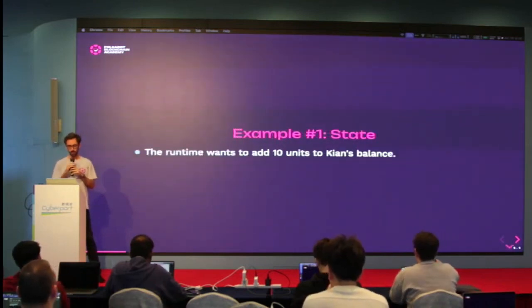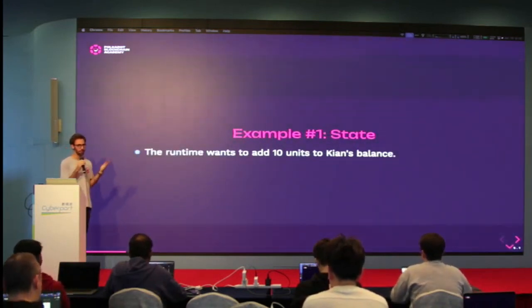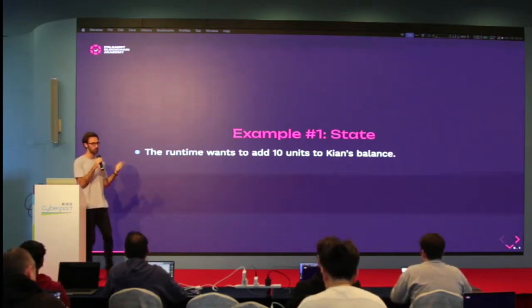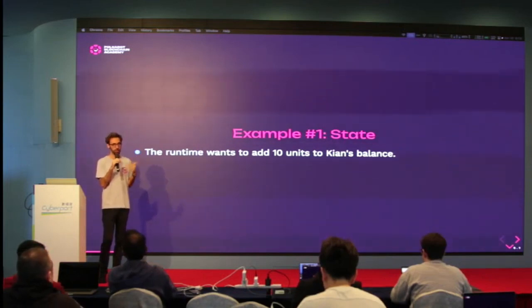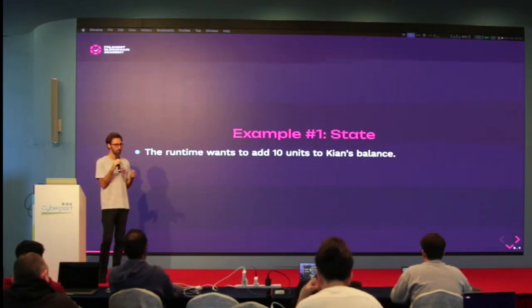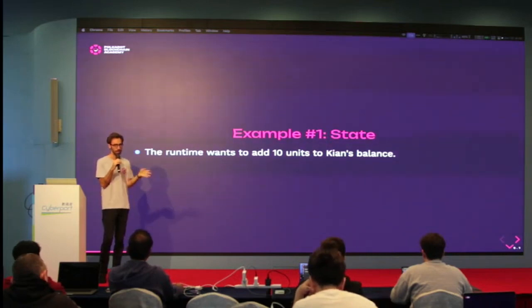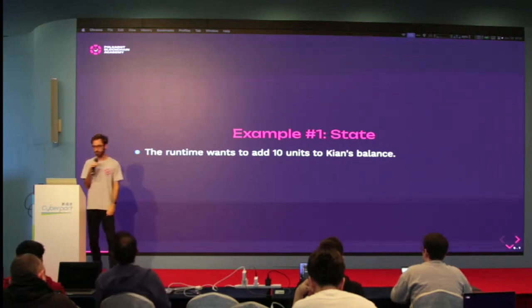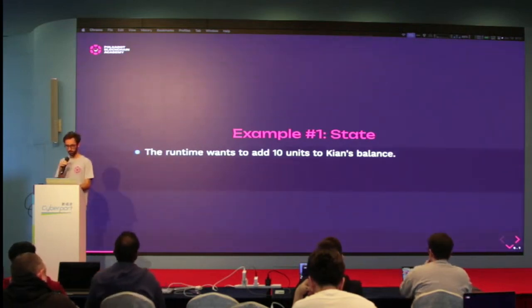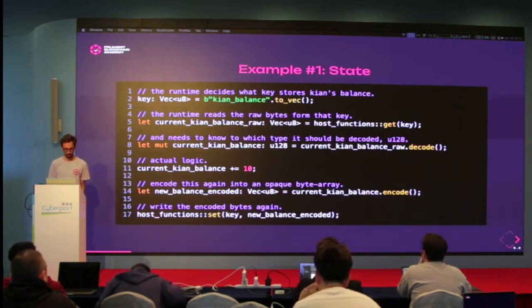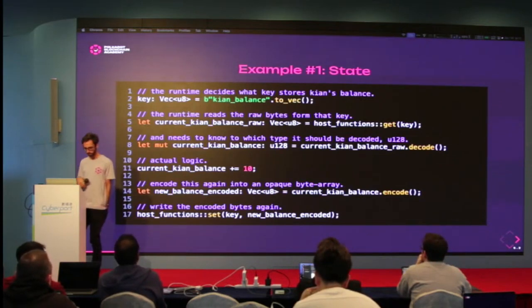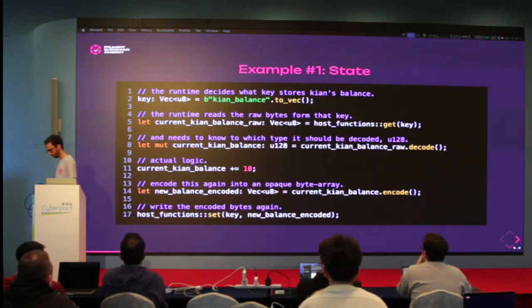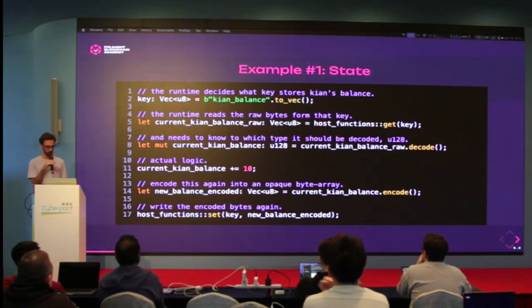So the first example that we want to talk about is updating the state. One of the things that you learned yesterday is that through the process of executing blocks, the runtime will want to update the state. For example, if this transfer that we saw yesterday from Kian to Bob or whatever happens, at some point through that execution, the runtime wants to tell the node, hey, update some state for me. So give it a look. I'm going to wait 1 minute.